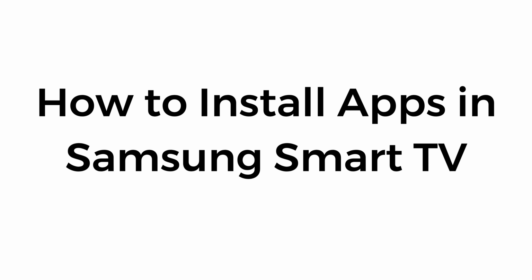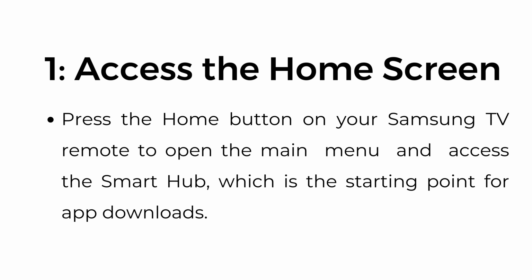How to install apps in Samsung Smart TV. Step number 1. Access the home screen. Press the home button on your Samsung TV remote to open the main menu and access the Smart Hub, which is the starting point for app downloads.